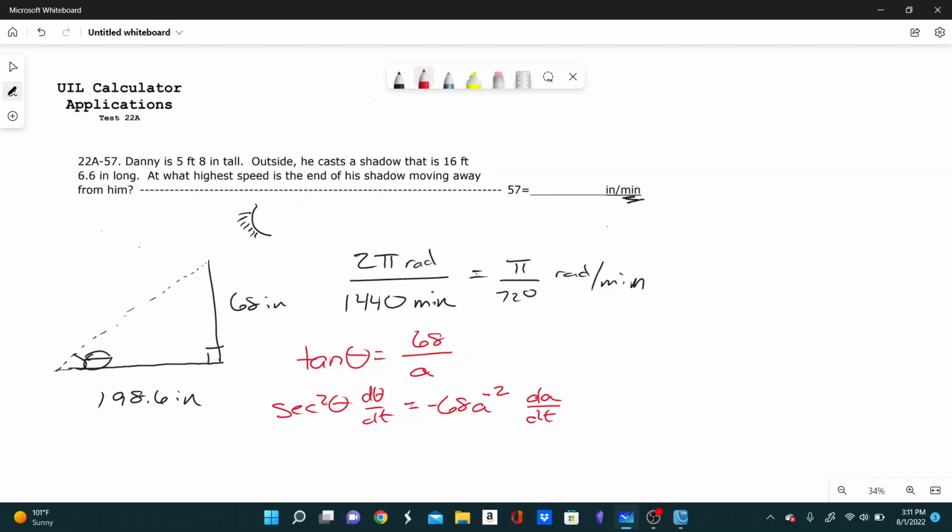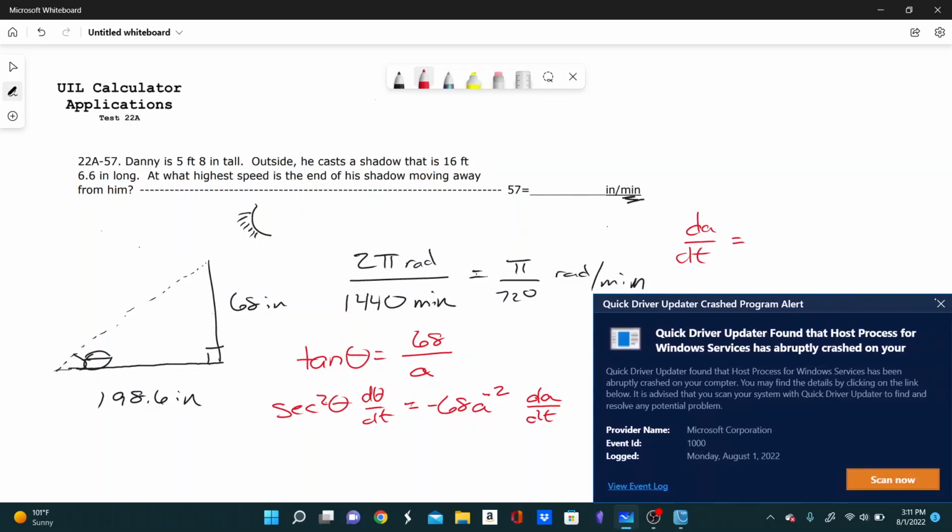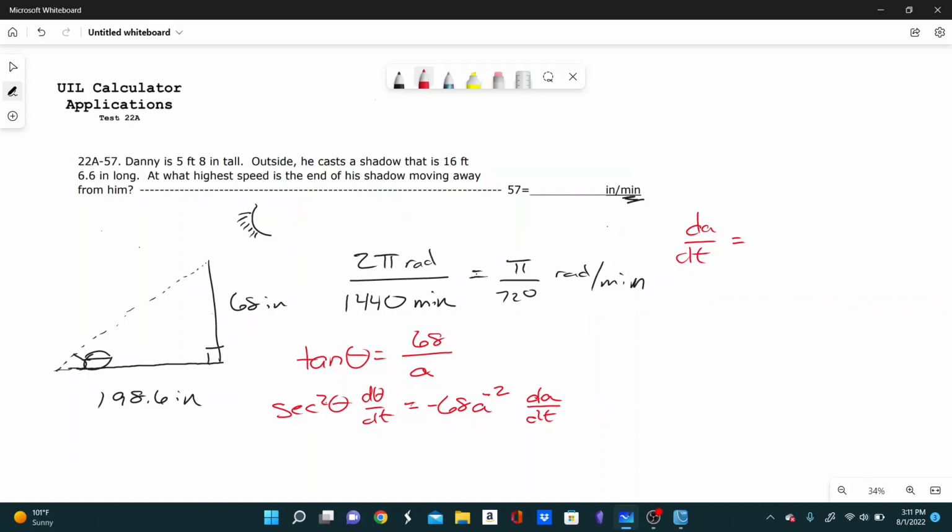So dA dt will be the rate that the shadow is moving away. If you think about it, that's the rate that the length is increasing. So if I solve for dA dt over here, I will have secant squared theta d theta dt on top, and on the bottom, I'll have negative 68 a to the minus 2. So I just need to find out what all these values are.